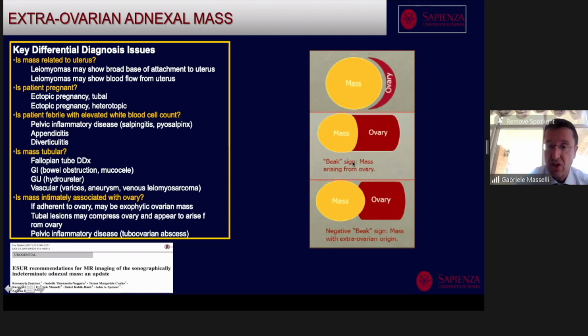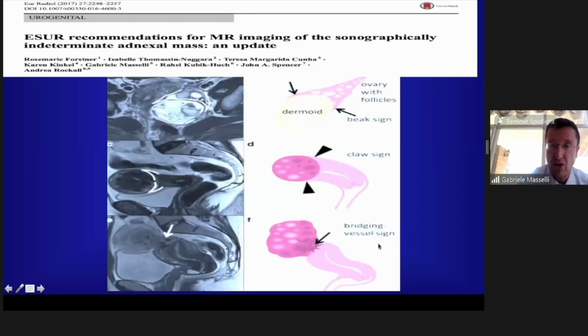In case of the beak sign, the mass is arising from the ovary. If you don't see this beak sign, the mass is of extra-ovarian origin. You can see here the beak sign indicative of ovarian origin of the lesion. This is the cleft sign that is typical of uterine fibroma, as well as the presence of bridging vessel signs. This is indicative of pedunculated uterine fibroma.